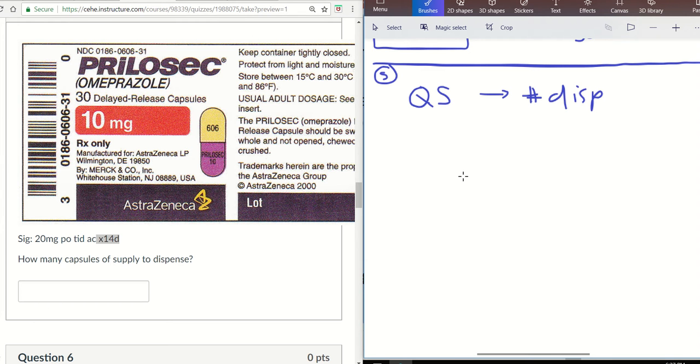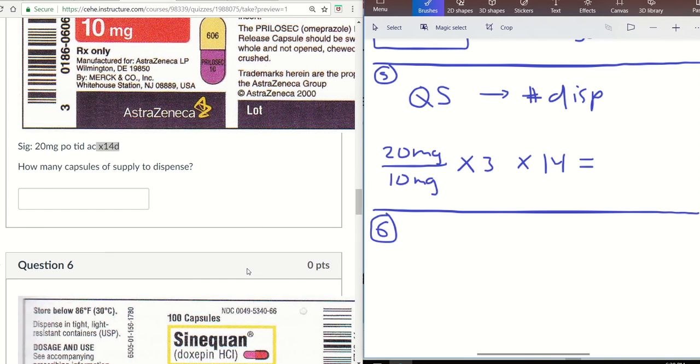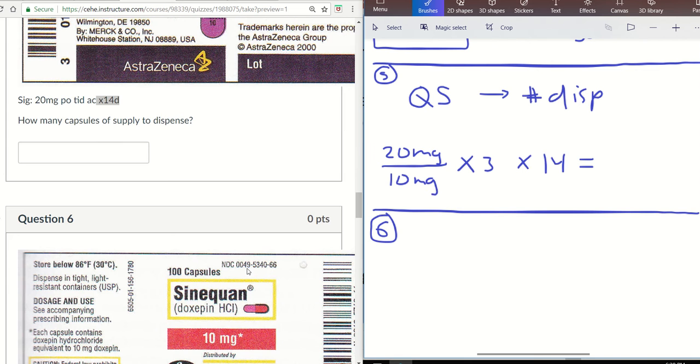So first step is order over supply. The SIG is ordered 20 milligrams. The supply is 10 milligrams. TID is 3 times a day for 14 days. So it's going to be 2 capsules times 3 times 14. What do you guys say, 84?